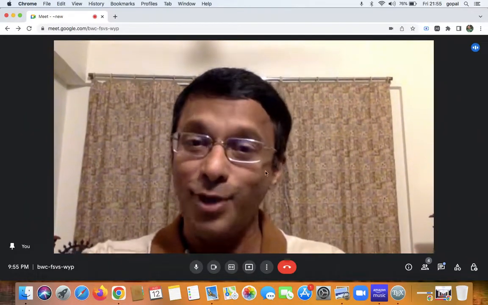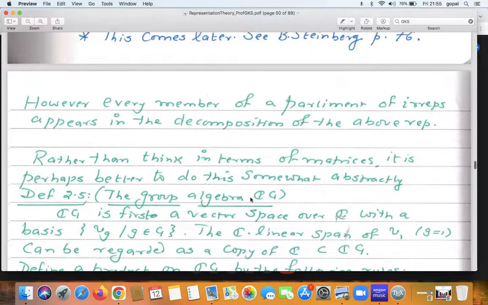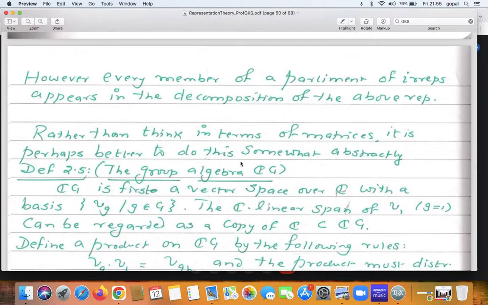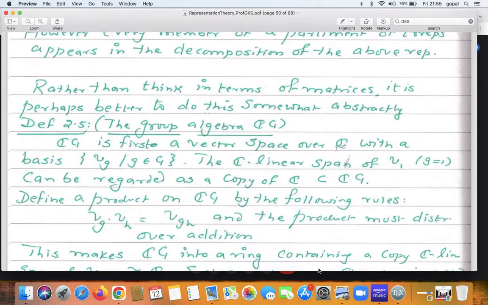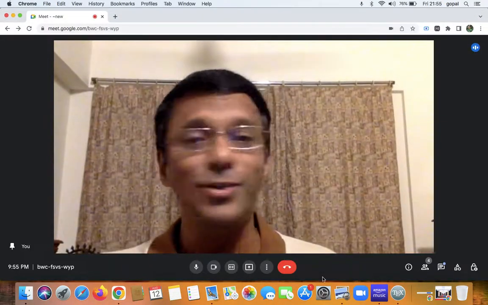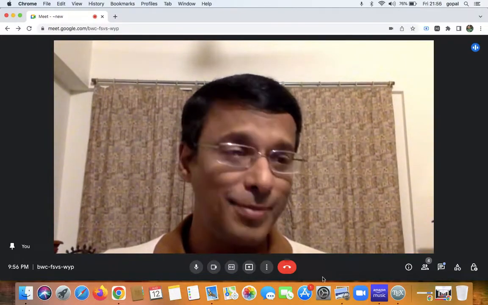So now we want to prove, what is the basic thing we have to show? We have to show that in the regular representation, a copy of every irreducible representation will appear as a constituent, and the multiplicity will be equal to the degree of the representation. That is the major thing. Remarkably, it is not difficult to prove at all. This theorem is pretty easy to prove.